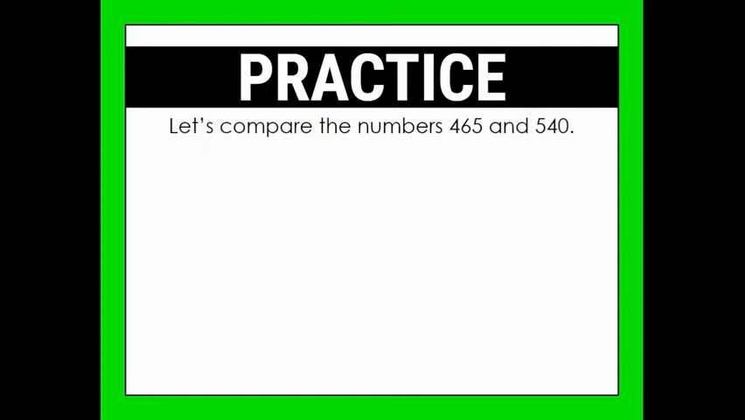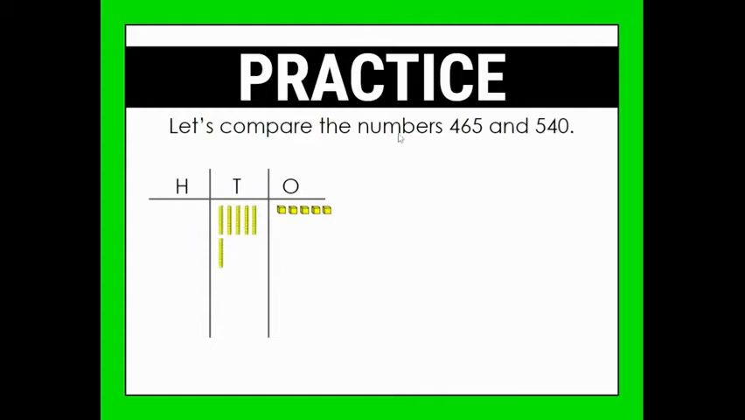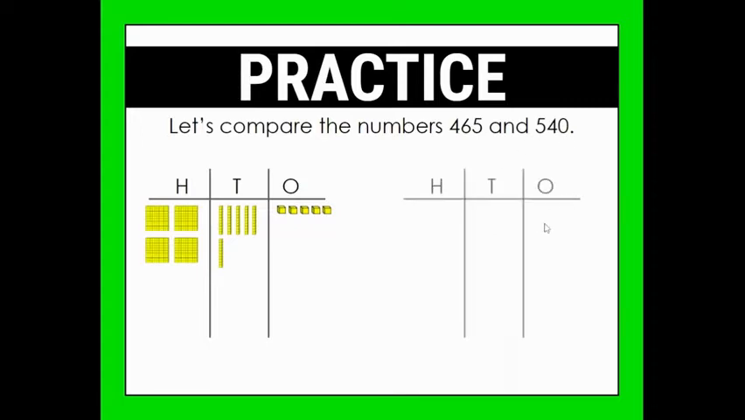So I'm going to build it using base 10 blocks, but you could also always just use your paper to draw out the chart and draw in those base 10 blocks. So let's start with our number 465. I have 5 ones, 6 tens, and 4 hundreds. Now let's build 540. So I don't have any ones. I have 4 tens, and I have 5 hundreds.